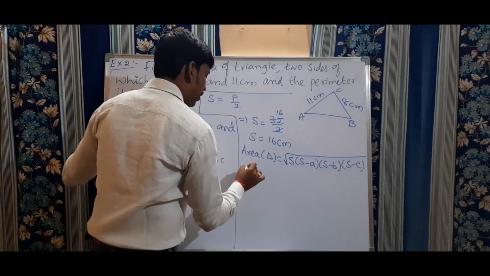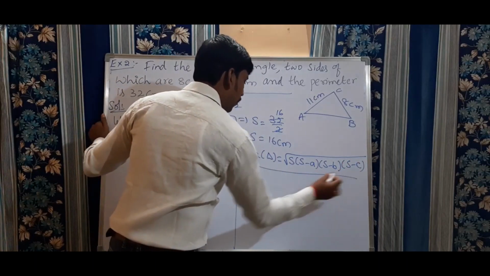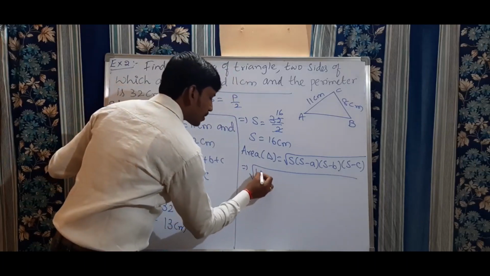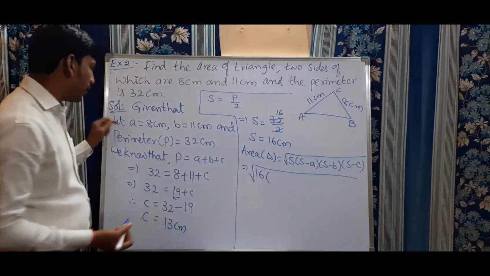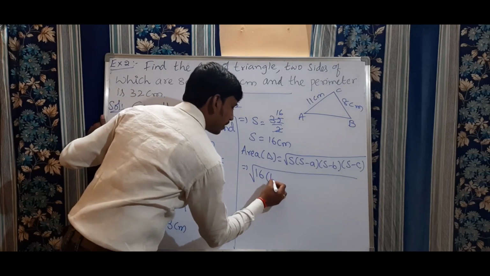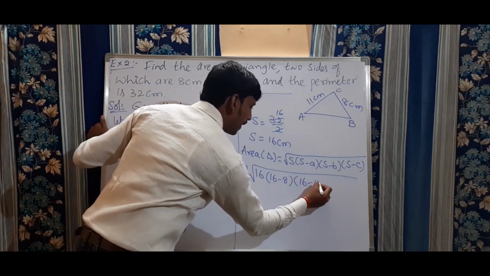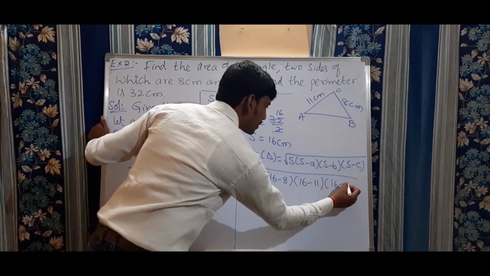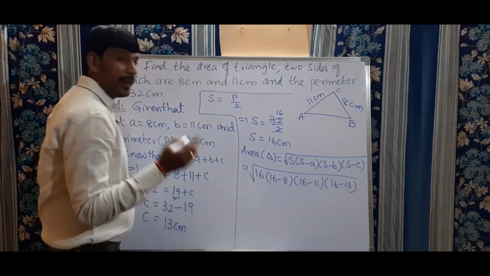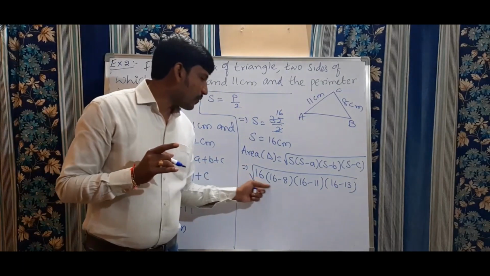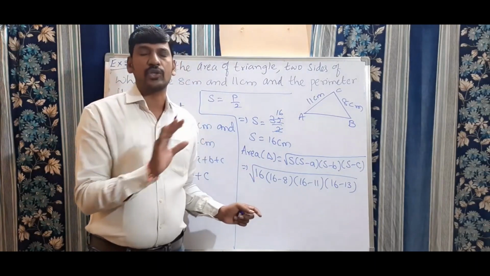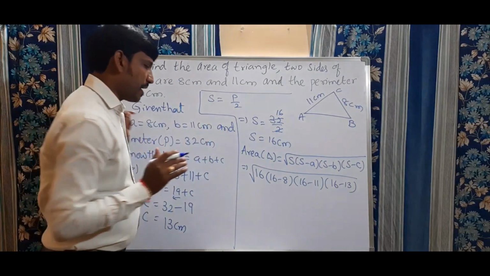So then substitute the value under the root. What is S here? S is equal to 16. Now the value of A, A is 8. That is 16 minus 8 into 16 minus 11 into 16 minus 13. See, keep it in mind always: in the square root, you never get any negative value. Everything will be positive only.